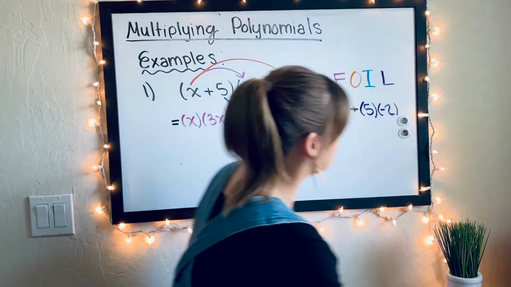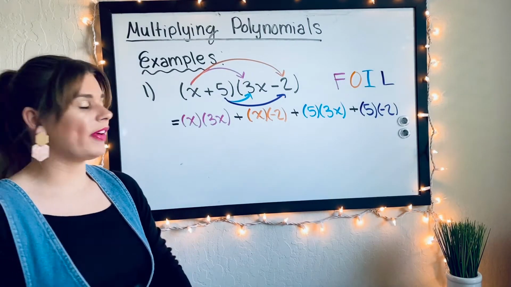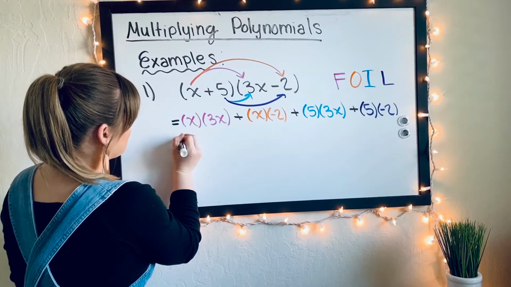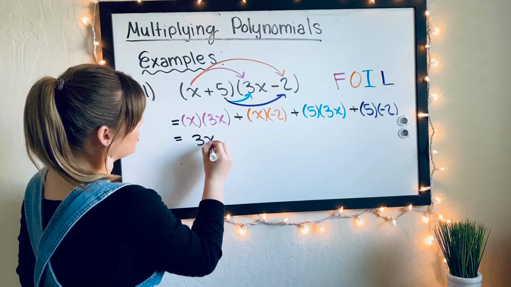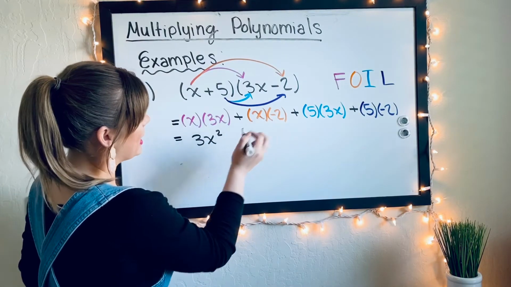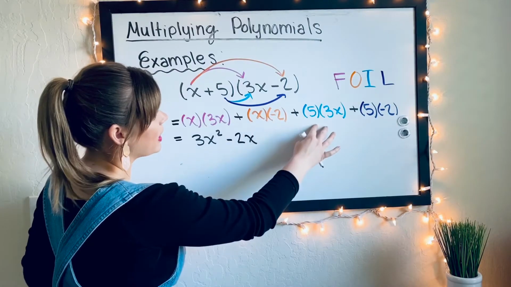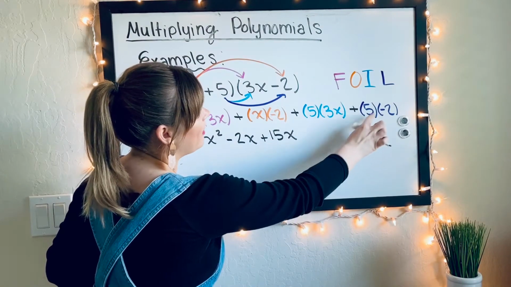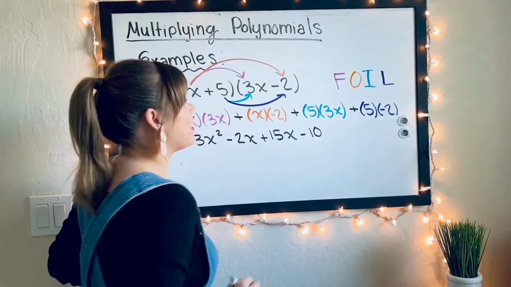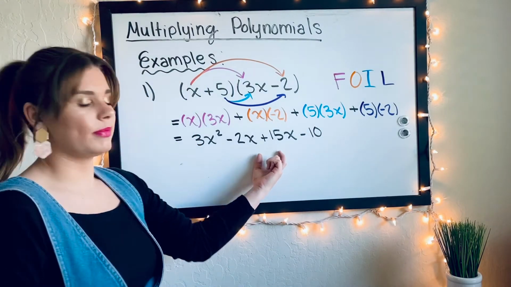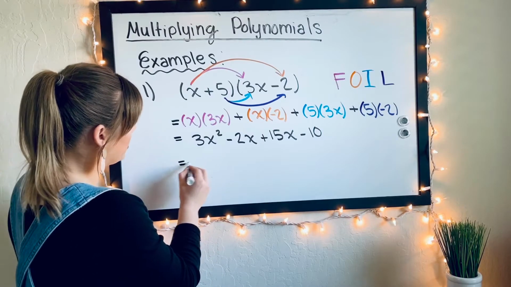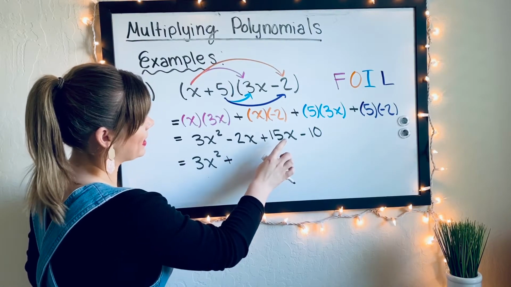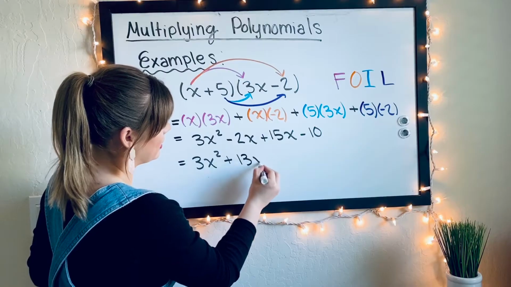Okay, so now I just need to clean this up, simplify it, combine like terms, and make sure my final answer is written in standard form. So x times 3x is 3x squared. Then I have x times -2, which is -2x. We have 5 times 3x, which is 15x. And then I have 5 times -2, so that's a -10. Now I'm going to combine these like terms. Those are the only ones I can combine at this time. So then this equals 3x squared plus -2x plus 15x is 13x minus 10.